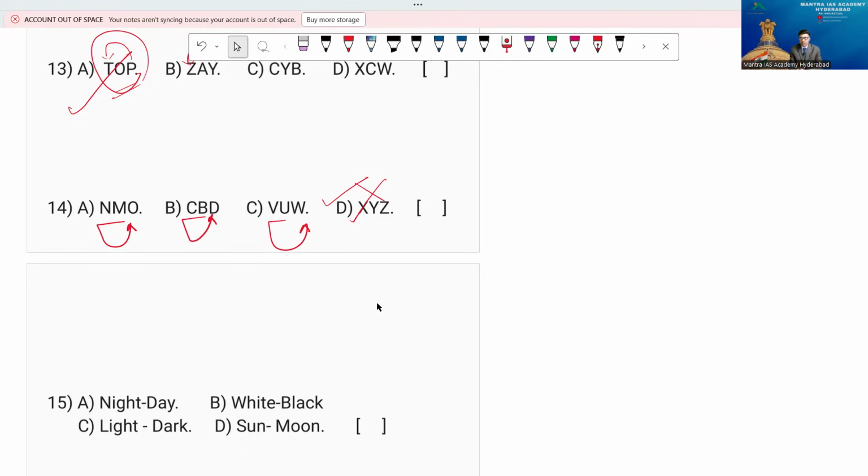God bless you. So night, day, white, black, night, light, dark, sun, moon. See beta, this is quite opposite. Opposite of night, day, white, black, light, dark. So the answer is D. There are many questions of this type, no problem.